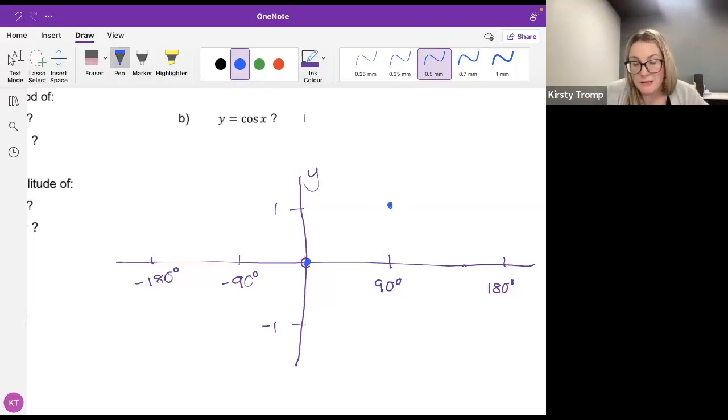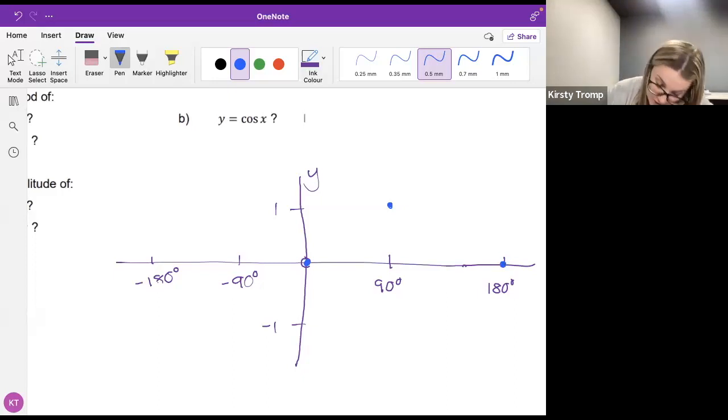Sine 90 gives me 1. Good. All right. Then on my calculator, sine 180, guys. Sine 180. What does sine 180 give you? Good. Sine of 180 gives you 0.